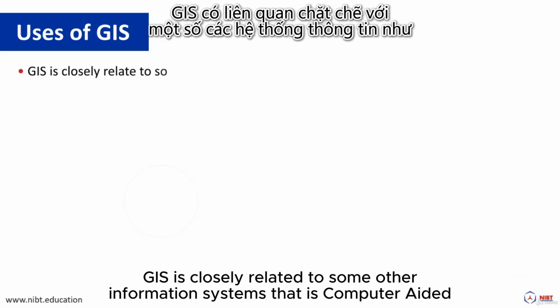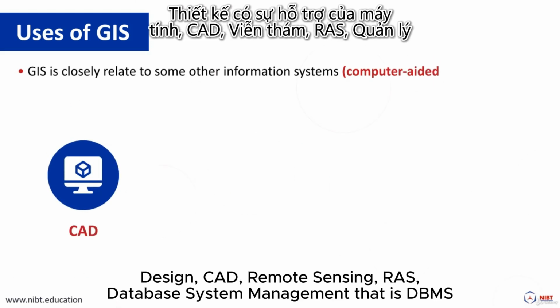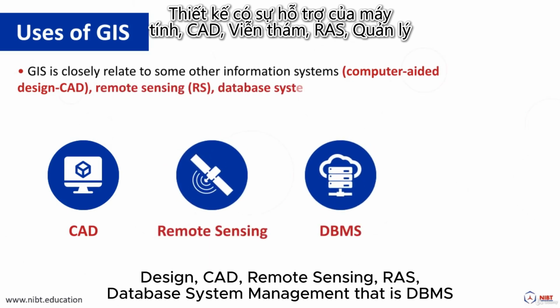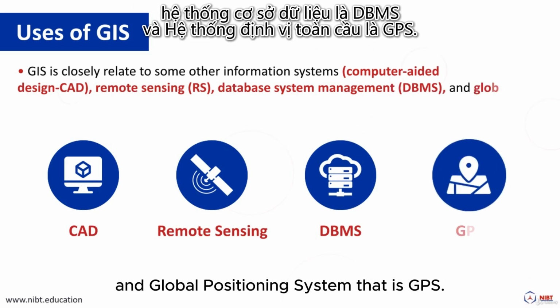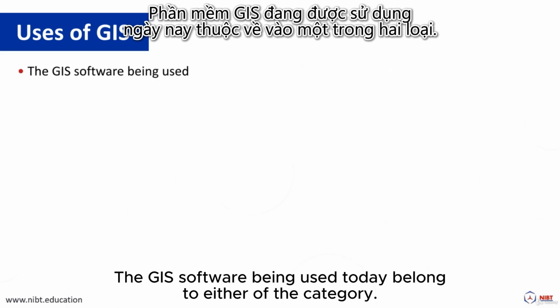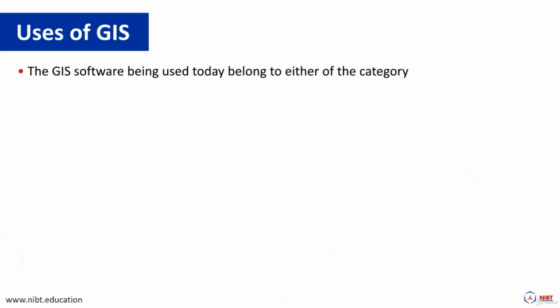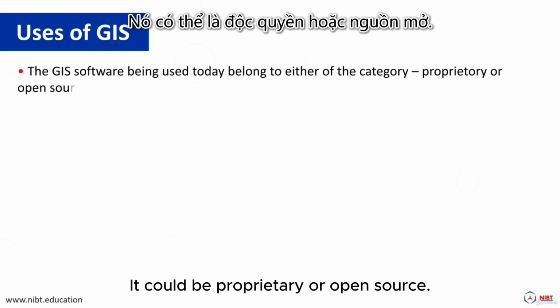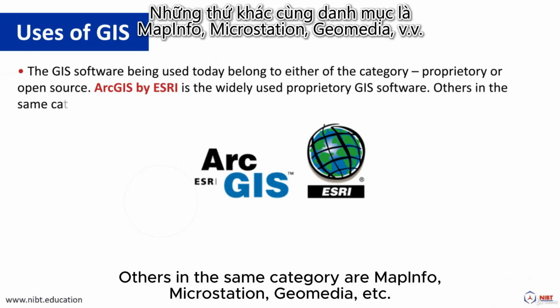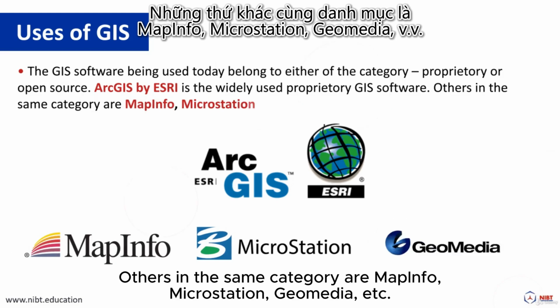GIS is closely related to some other information systems, that is computer-aided design (CAD), remote sensing (RS), database system management, that is DBMS, and global positioning system, that is GPS. The GIS software being used today belong to either of the category. It could be proprietary or open source. ArcGIS by Esri is the widely used proprietary GIS software. Others in the same category are MapInfo, MicroStation, GeoMedia, etc.